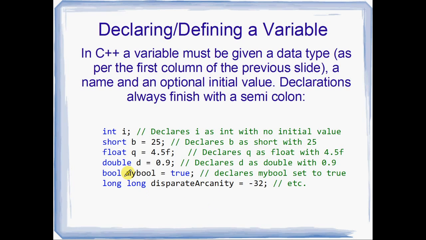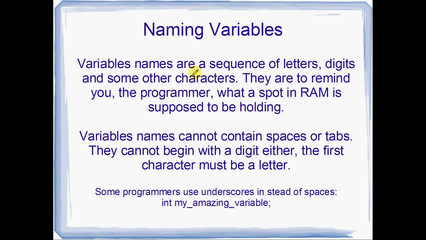Yeah, so I just wanted to point out that variable names can have more than one letter. Variable names are actually a sequence of letters, digits, and some other characters are also allowed. They're to remind you, the programmer, what a spot in RAM is supposed to be holding. Variable names cannot contain spaces or tabs. They can't begin with a digit either. The first character must be a letter.